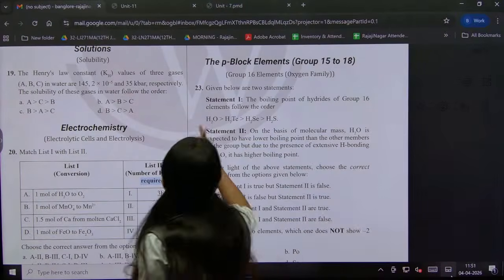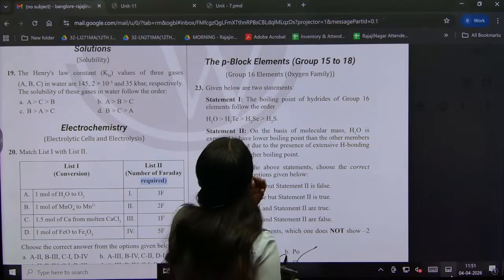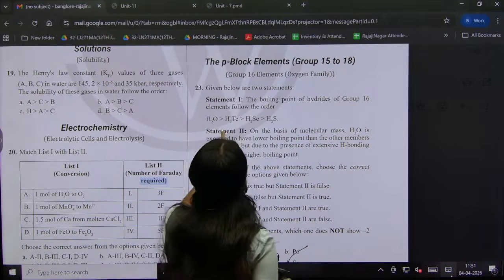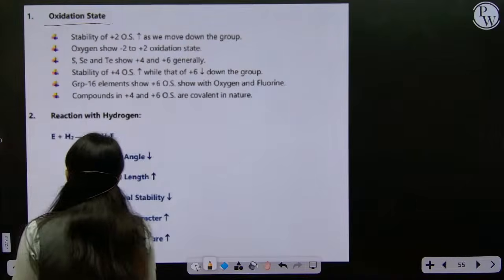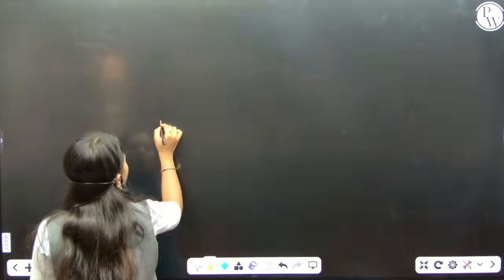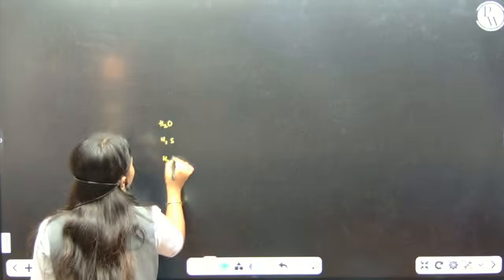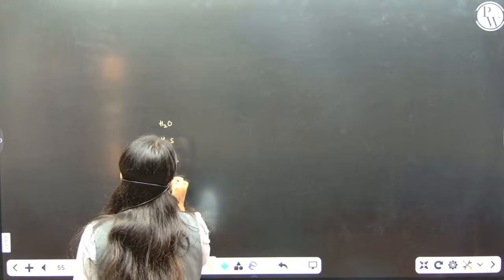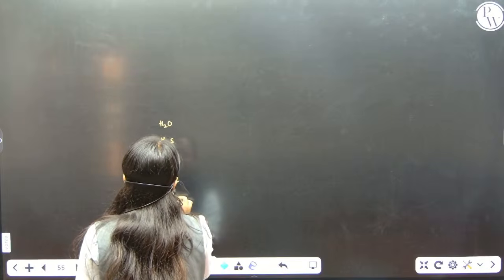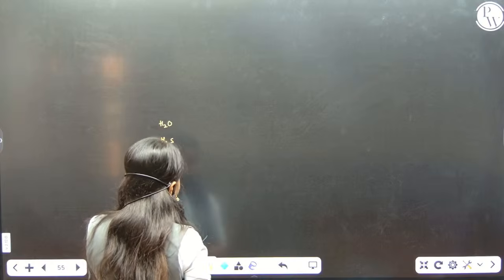Okay. So what is the answer for this? Given below are the two statements. The boiling point of hydride. Oxygen, tellurium, sulfur, and this. Let me explain you this. So boiling point of this hydride is this. Oxygen, sulfur, selenium, tellurium, and polonium.